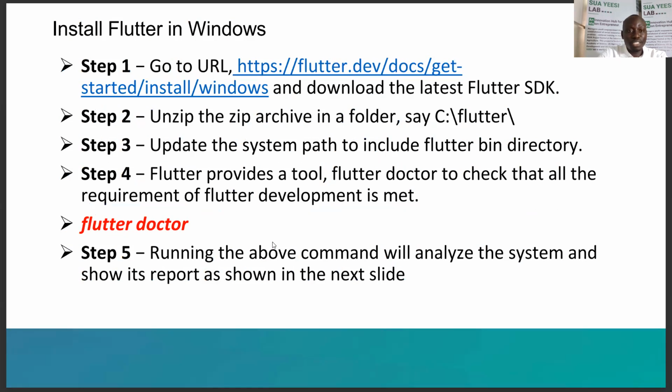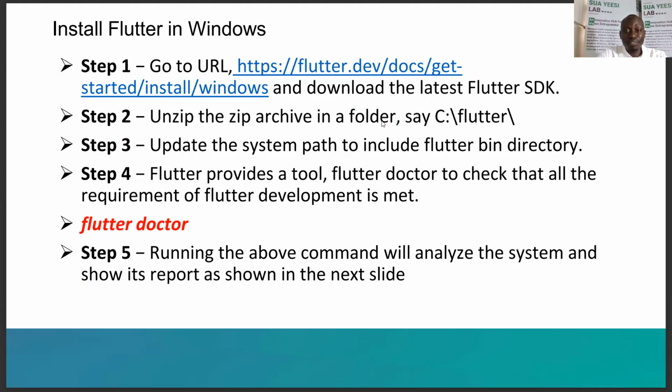You need to follow these steps in order to install Flutter on a Windows-based operating system. First, just go to the Flutter website and download the latest Flutter SDK. You need to unzip it in step 2.